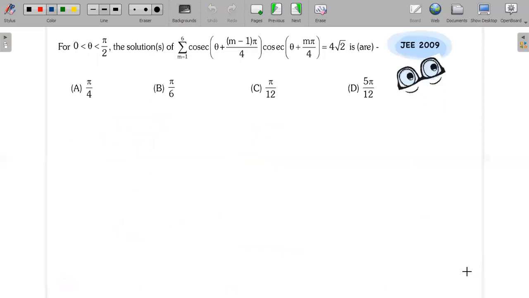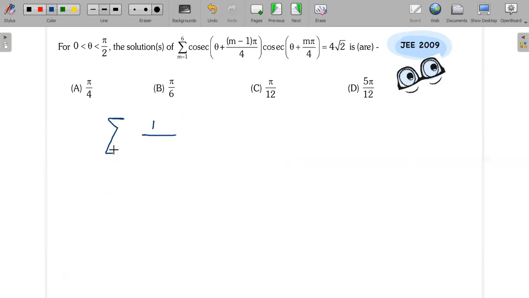The application of this has been asked in JEE 2009 and one more time, I think in 2016. The question is still the same. There we have a series in cosecant. As of now we don't feel that comfortable with cosecant, so what will I do? I'll convert this cosecant term into a sine one.